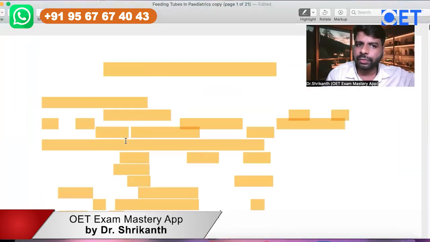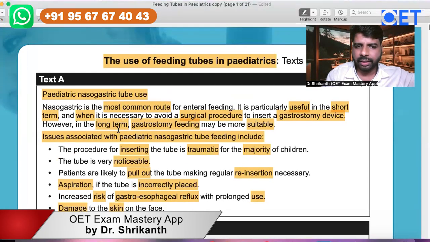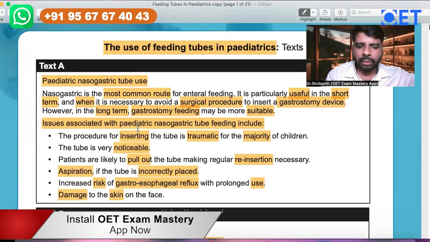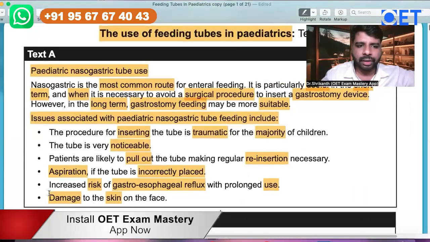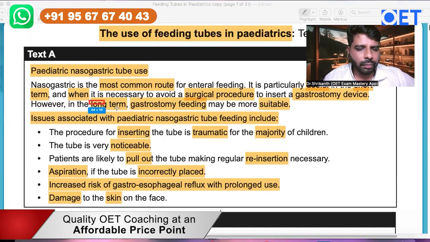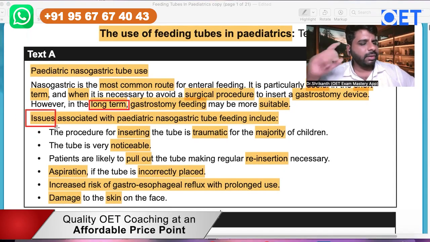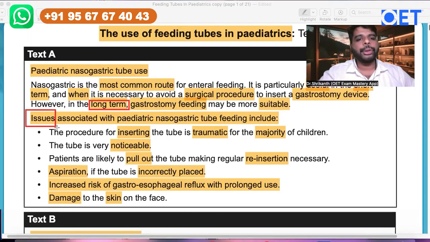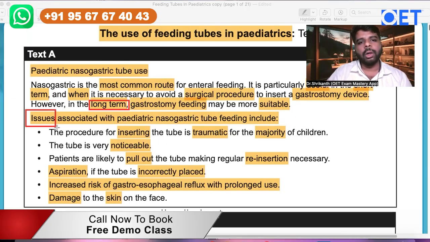So in text A also we have read long-term, right? Now see over here, come to the issues, come to this one. Increased use of gastroesophageal reflux with prolonged use. Now see how did we come to this? Because over here we have the word long term and the word issues. Again, we have a small memory of what we have read. So what are patients going to experience if they require long-term usage?